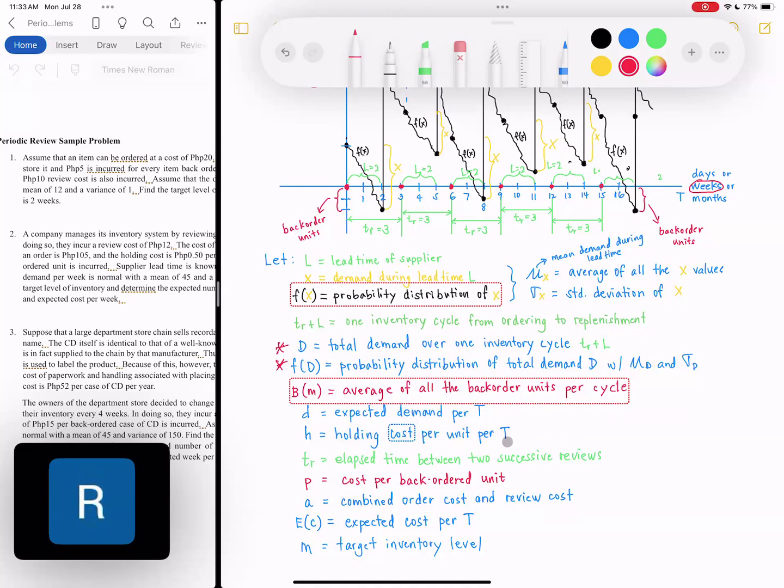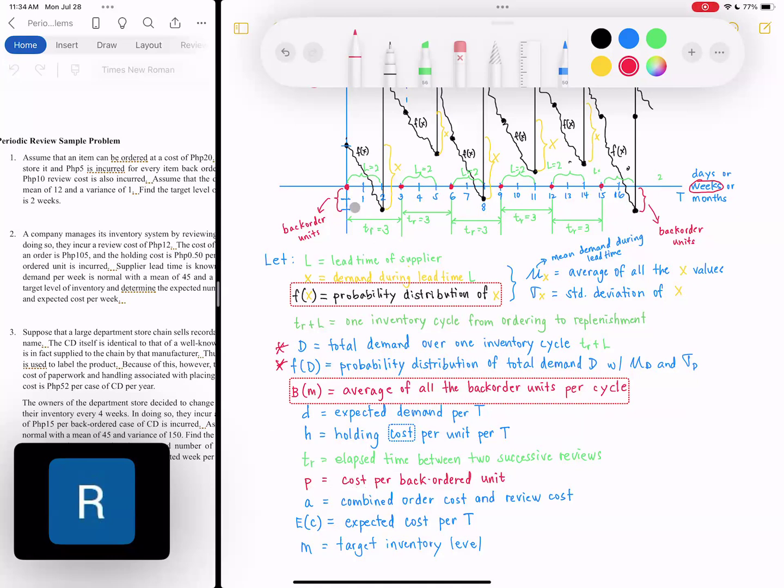So what's important here is you identify what capital T is before you solve for small d and small h. Small d can be derived from X, or small d can be derived from capital D. The same way, capital D can be derived from X and small d, because they represent demand during these cycles. So you can just multiply or divide to compute small d, capital D, and X. Right? So this one we're done.